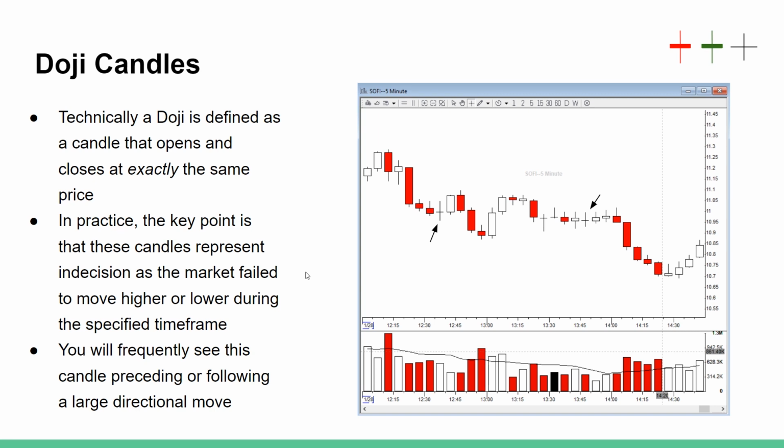You failed to move higher or lower during the time frame, and clearly there was a fight between buyers and sellers. You will very frequently see this candle preceding a large directional move. So you see a doji here on this chart, several minutes later you dropped. You see a handful of doji candles here, and then again later on you dropped. That's because you're fighting between buyers and sellers, and eventually one of the two sides is going to win, and the resulting move will likely be much larger.